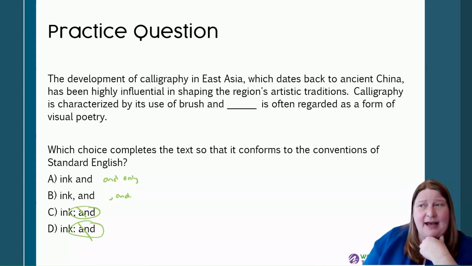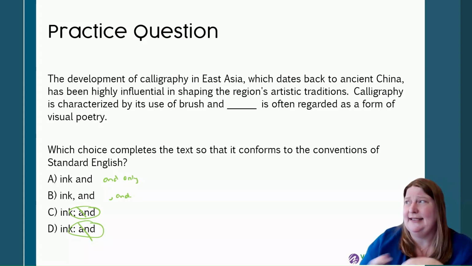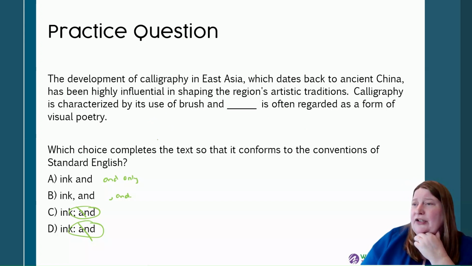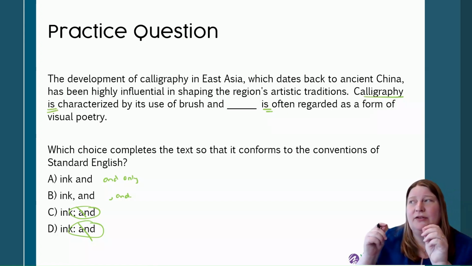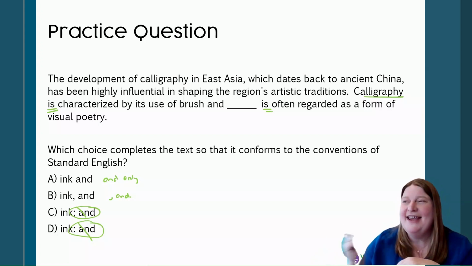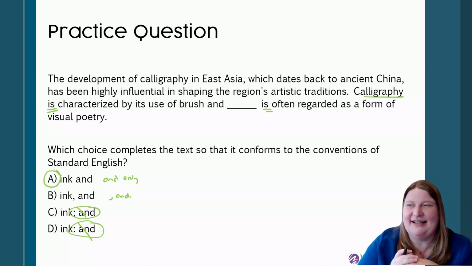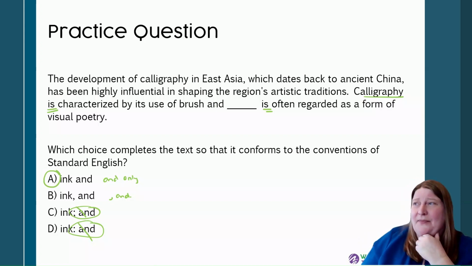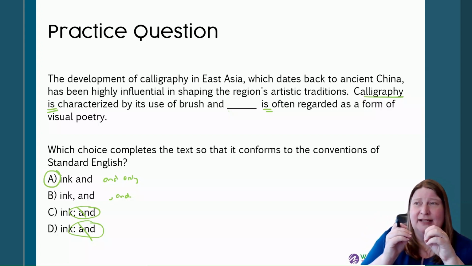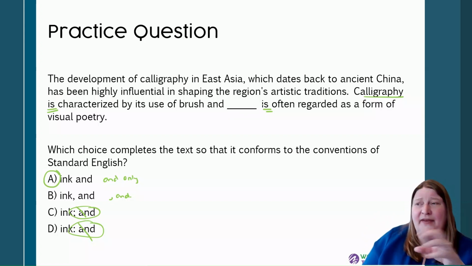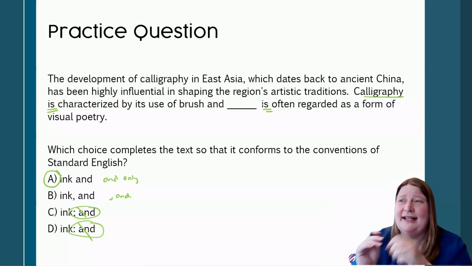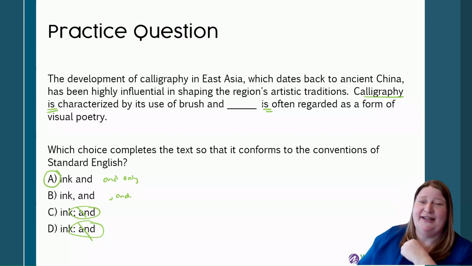So what I'm looking for, is this a compound predicate or is it 2 independent clauses? Calligraphy is characterized by its use of brush and ink and is often. Calligraphy is, and we have another is, but we do not have a new subject, right? So because there's not a new subject, this is a compound predicate. A is going to be the correct answer. And I know it's a little weird because we have that word and twice, but brush and ink, that's one pair that get connected by an and. Is and the other verb of is, that's another pair that get connected by the and. Neither one of those pairs wants a comma. So the answer here is definitely A.